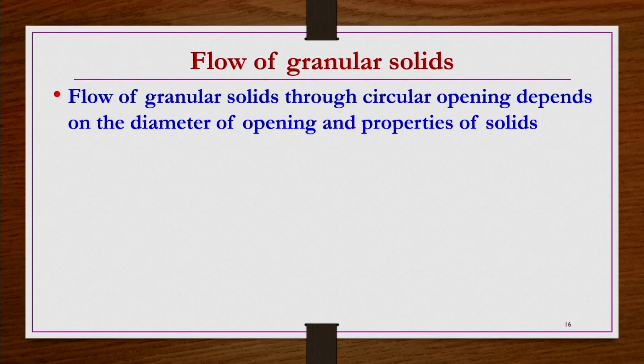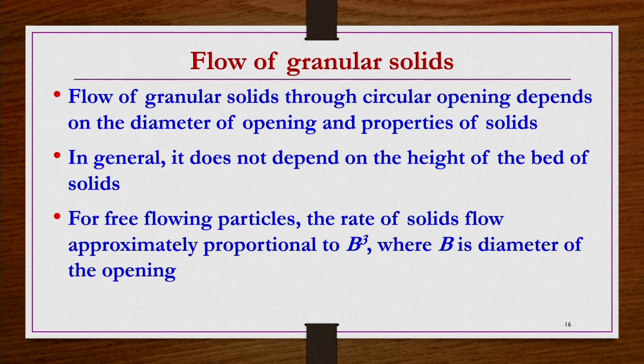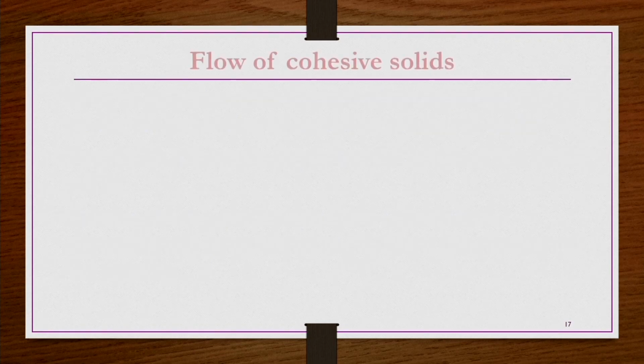So, now flow of granular solids. In general, what are the requirements? Flow of granular solids through a circular opening depends on the diameter of the opening and the properties of the solids. In general, it does not depend on the height of the bed of solids, and for free flowing particles, the rate of solids flow is approximately proportional to B cubed, where B is the diameter of the opening, that is, the feeder opening or the dimension of the feeder.